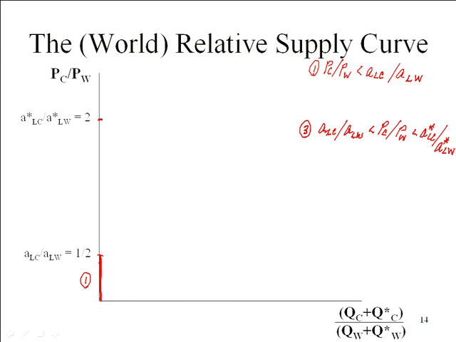In other words, now what we're doing is we're above a half, but we're below 2. We're in that range. So now what are the production decisions? What does Portugal do? Only produces cloth. And what does England do?